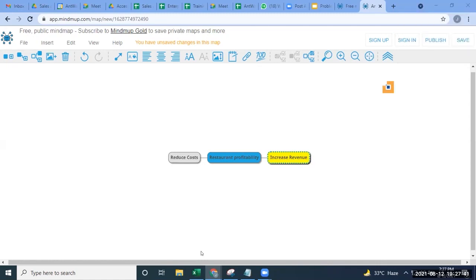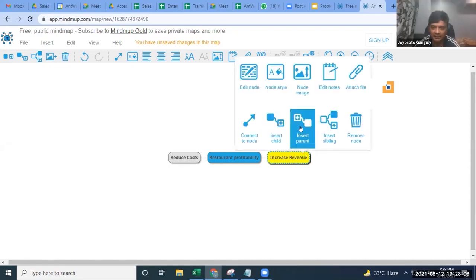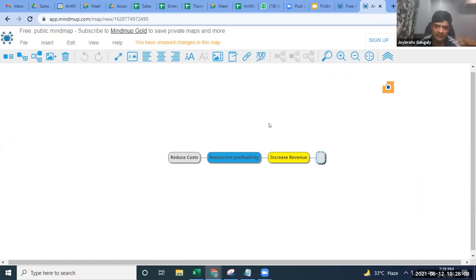Shivam says increase sales. Yes, increase revenue means increase the amount of money that the restaurant is making every month. Yes, more customers by offering certain discounts or schemes. Okay. Who was that? Muskan. Muskan says discounts or schemes. Okay. Let me add that. Insert a child node. This is Muskan, and Muskan says discount or schemes.